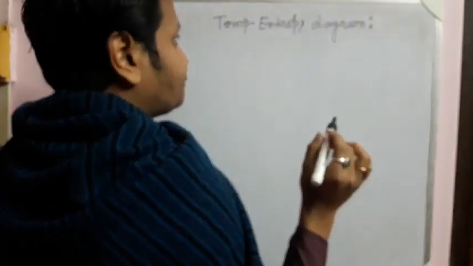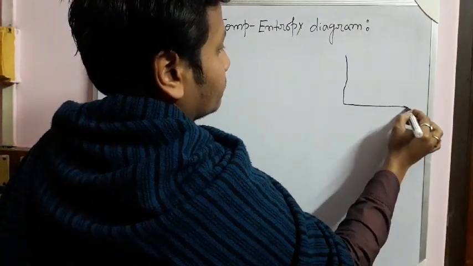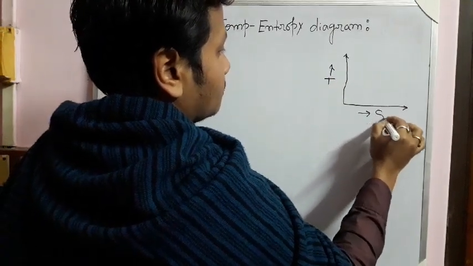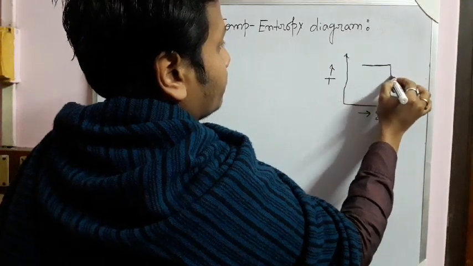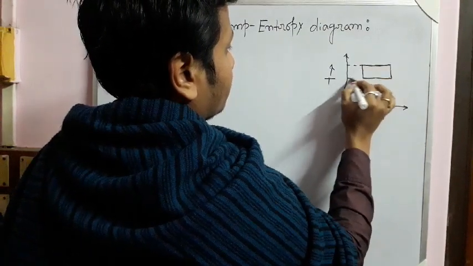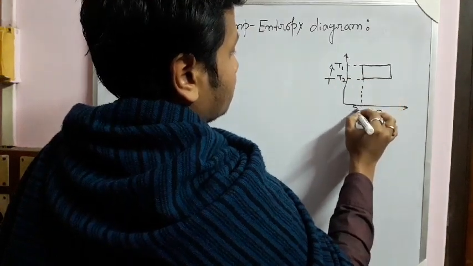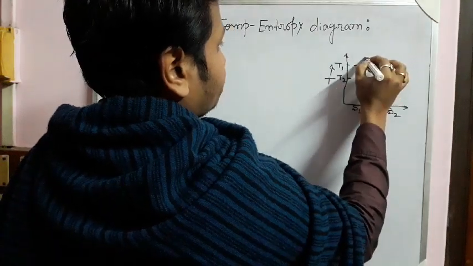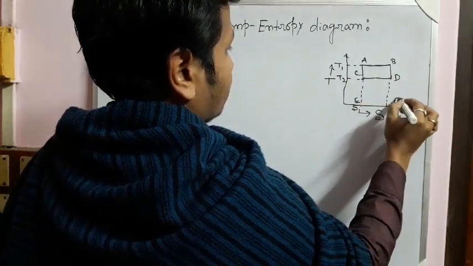So suppose this is the temperature entropy diagram. This axis is T and this is S. The nature of the temperature entropy diagram is a rectangle. The shape is a rectangle. Say this is T1 and T2, this is S1 and this is S2, and this is A, B, C, D, E, F.